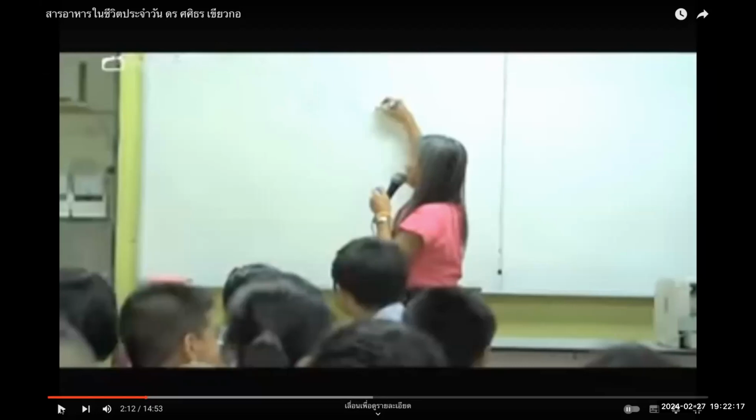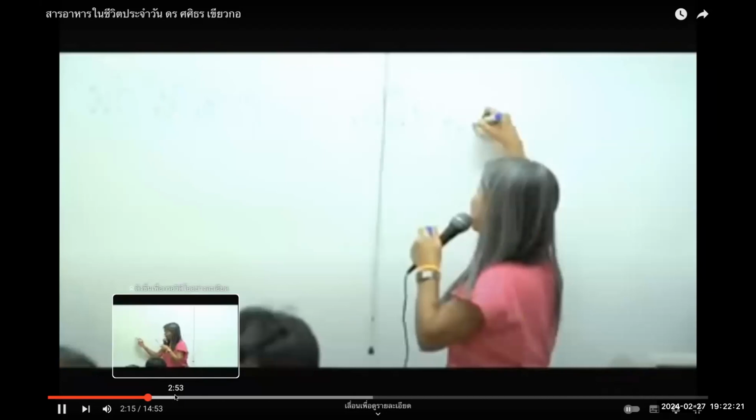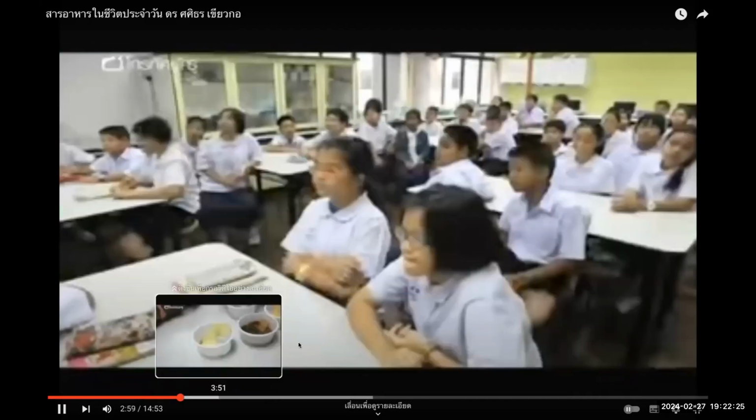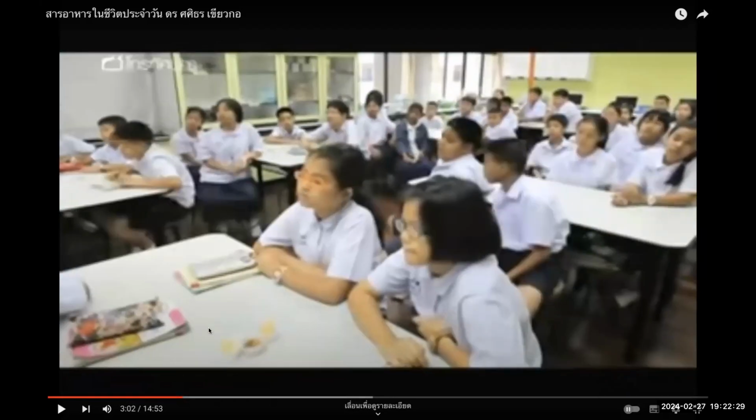Now the teacher is checking with the students if the students know what kind of chemicals are used for checking each type of nutrition. For example, the iodine solution is used for testing the starch in the food.